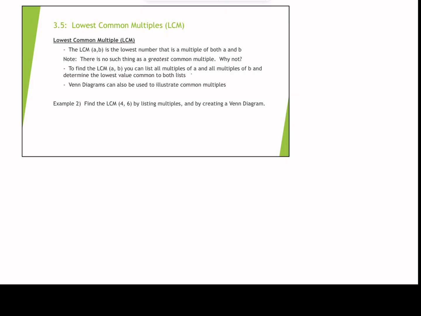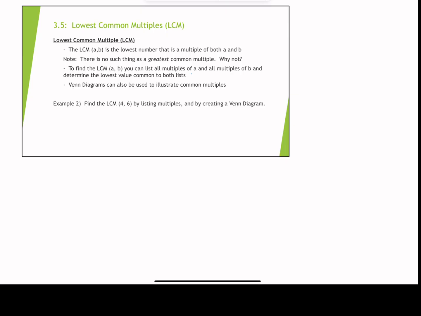So to find the LCM between two values A and B, we can list all multiples and then identify which multiple happens to be common to both lists and which of those options is the lowest. So let's take a look at how to do that and how to create a Venn diagram to show the same thing for LCMs. The second example on your screen says find the LCM, or least common multiple, between 4 and 6.